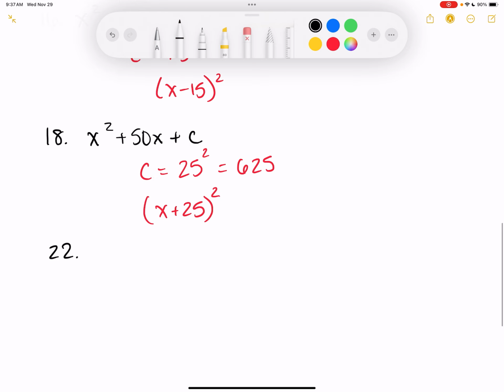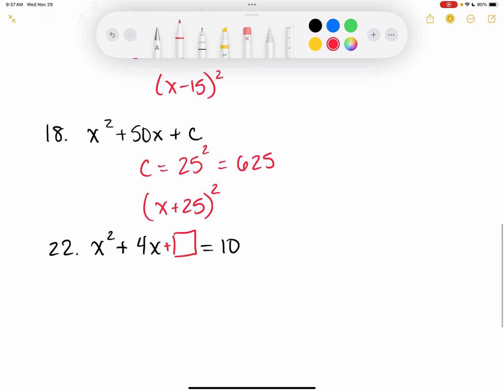So 22, we've got x squared plus 4x. They go ahead and tell you in this one that it's equal to 10. You don't have to move the number over. I like to leave a space here to write my box, because that way I don't have to rewrite the problem again. So equals 10. When I complete the square, I know I've got to add the box so I can find my C value. What I do to one side, I've got to do to the other, so I add a box on the other side as well. So what would be going in my box? What would my C value be?